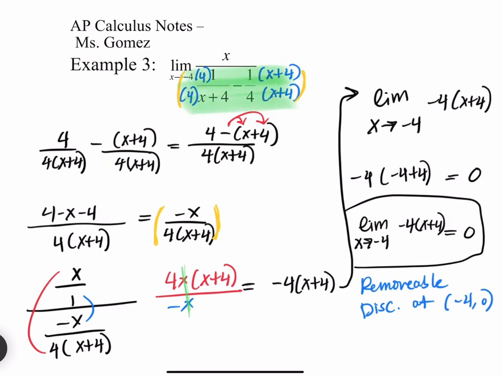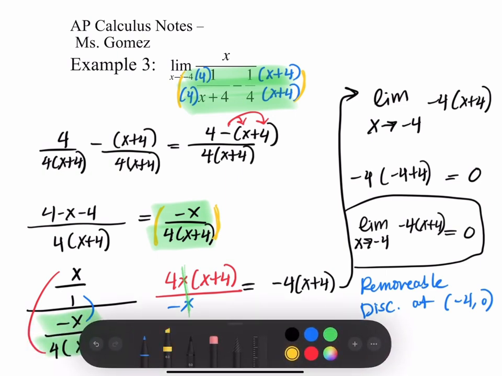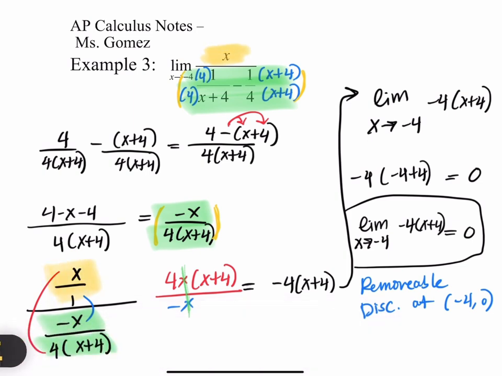And so once I did all this math, my final denominator was negative x over 4x plus 4. And so I applied that here as my denominator, and I brought over the x as my numerator. Okay. And I did the hamburger method, and then there's my limit and my removable discontinuity. We're going to go ahead and move on.